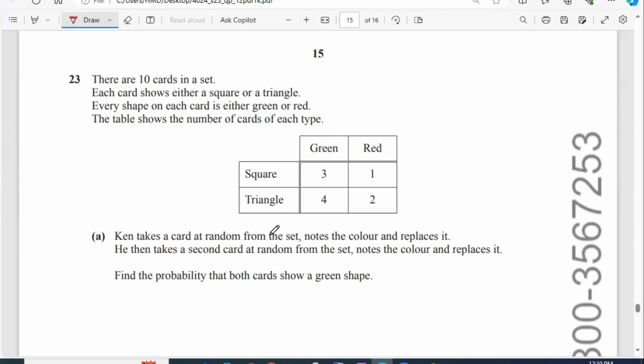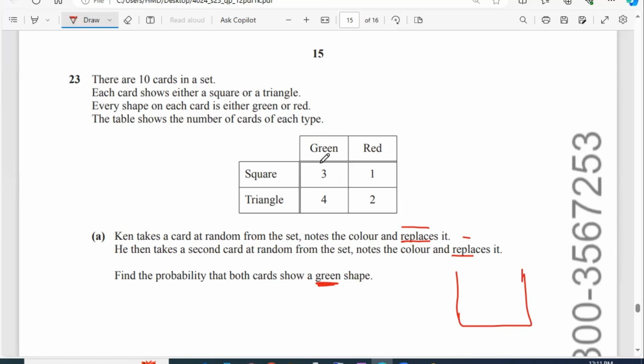Ken takes a card at random from the set, notes the color and replaces it. Replace means you have to put it back again. He then takes a second card at random from the set, notes the color and replaces it also. So this is the replacement case, part A: find the probability that both cards show a green shape. Suppose this is the bag here, and the question is for green color.